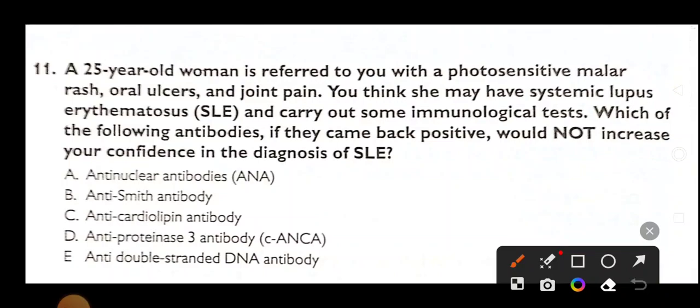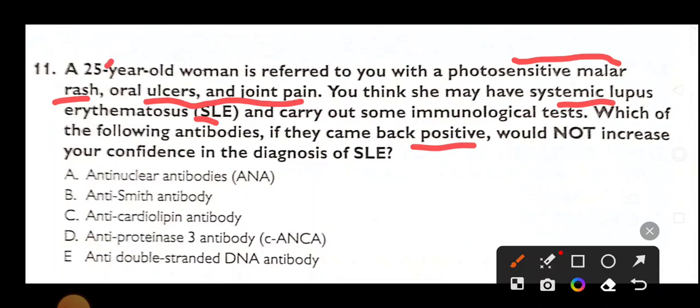A 20-year-old woman is referred to you with photosensitive malar rash, oral ulcer and joint pain. You think she may have systemic lupus erythematosus, SLE, and carry out some immunological tests. Which of the following antibodies, if positive, would not increase your confidence in the diagnosis of SLE? ANA, anti-Smith antibodies, anti-cardiolipin antibody, anti-proteinase 3 antibody C-ANCA, anti-double stranded DNA antibody.